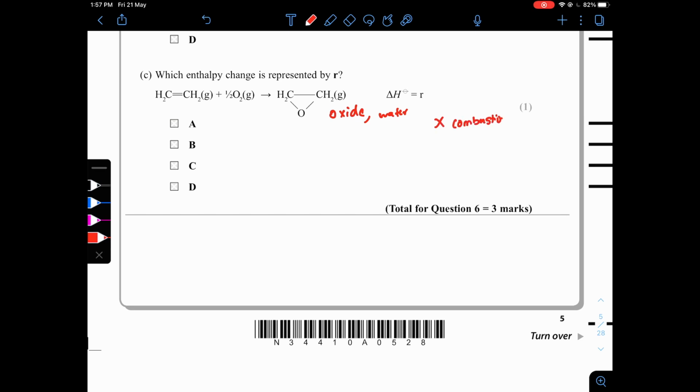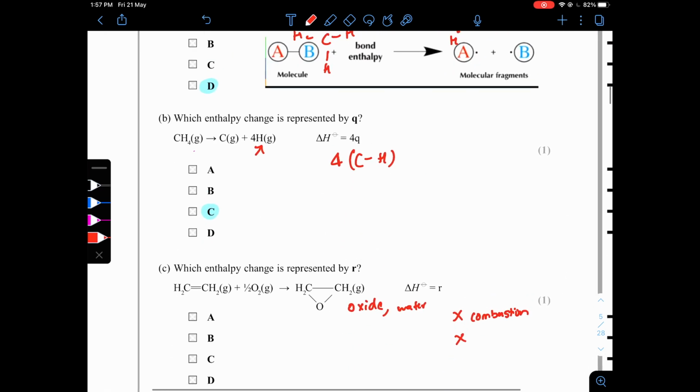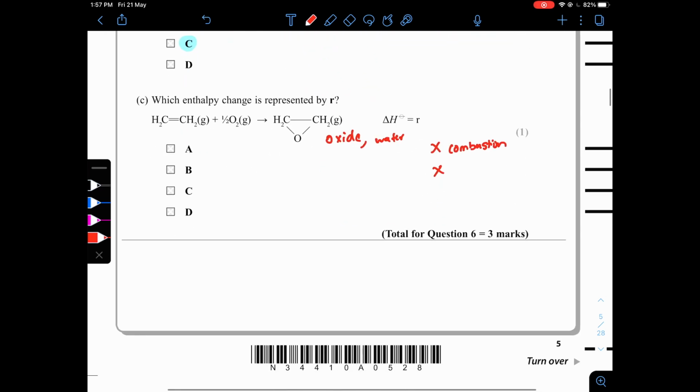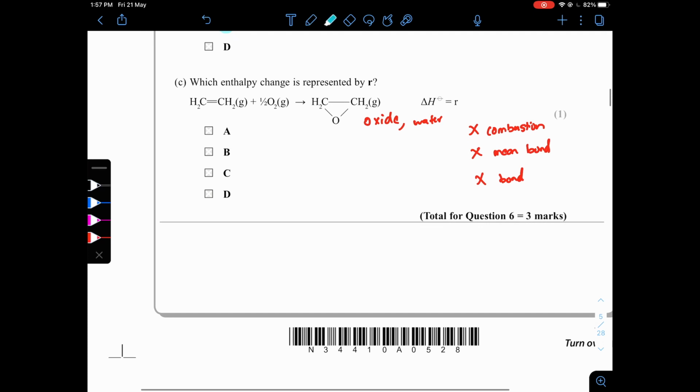There are no bond enthalpies required here because nothing's happening here. We're not breaking anything here. There are no specific bonds, neither are they splitting up. Because it's a synthesis reaction, you have two molecules in the beginning and you end up with one. So it's not mean bond enthalpy, neither is it bond enthalpy, so this must be the enthalpy of reaction. The enthalpy of reaction is A, so the answer over here is A.